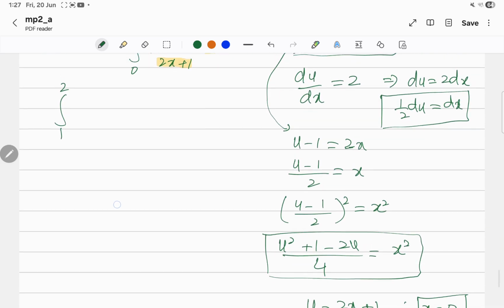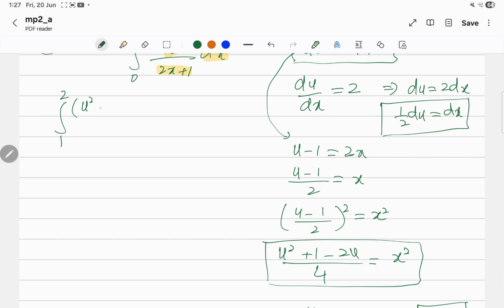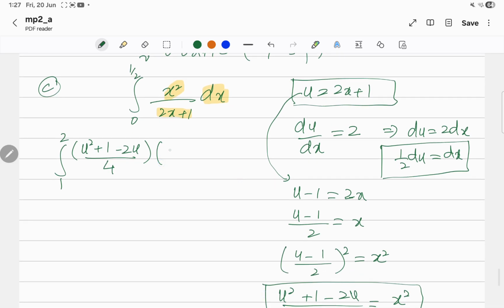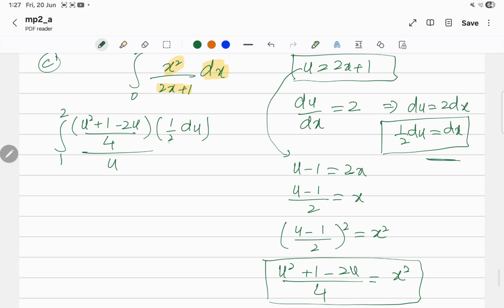Now the x square I can replace with u square plus 1 minus 2u over 4, and dx we can replace with 1 over 2 du from here, and divide by 2x plus 1, this thing we can replace with u. So 2 times 4 is 8, so 1 over 8 we can take out, you're left with the integral from 1 to 2 of u square plus 1 minus 2u divided by u du.